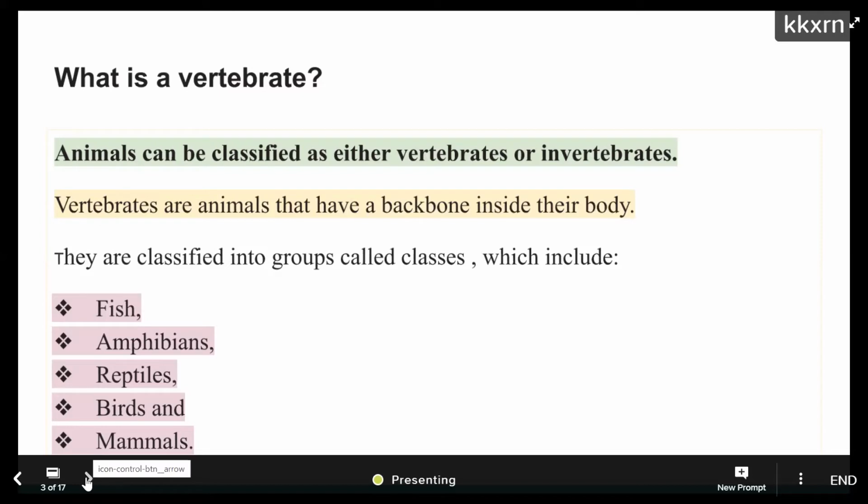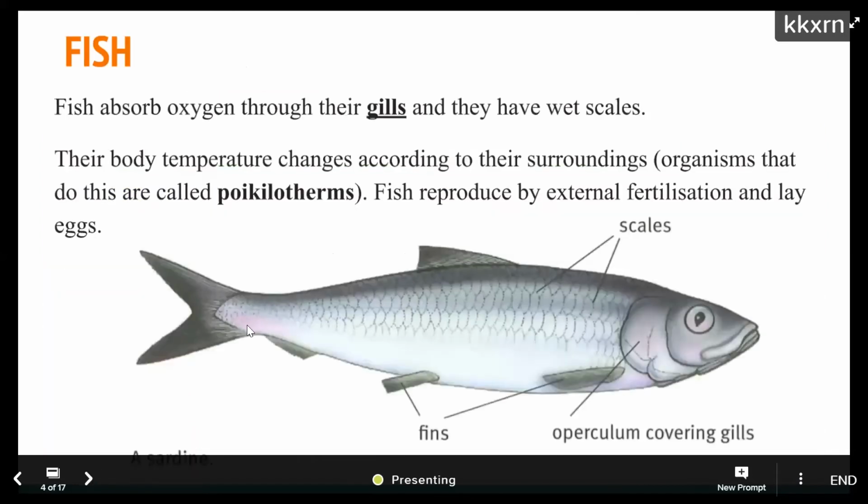Let us see the fish, the first class. Fish have some adaptations according to the habitat that they live in. They absorb the dissolved oxygen with their gills. Do you know what gills are?